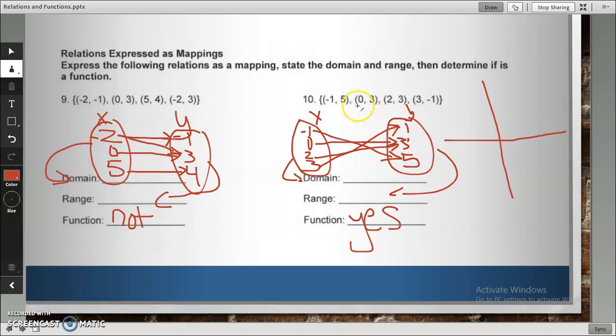So let's, for example, graph 0, 3. So 0, 3 is right here. And we have 2, 3. So that's 1, 2, and 3. Notice that this is a horizontal line, and I want to check to see if it crosses the vertical line. So if I connect these two dots, if I draw a line, it doesn't cross. So this is a function. And I hope that this helps.